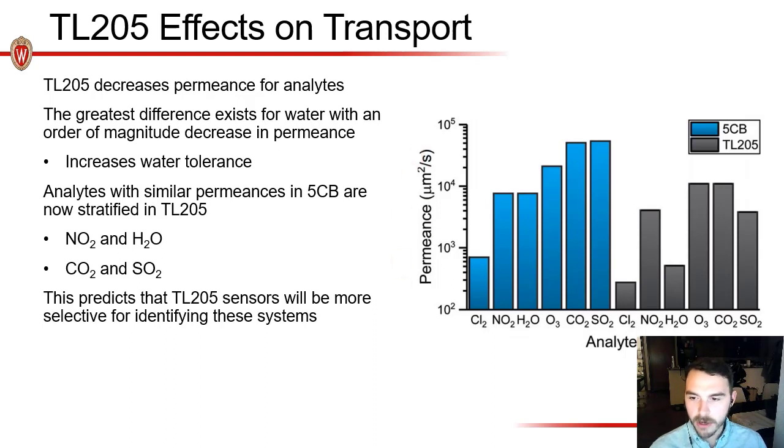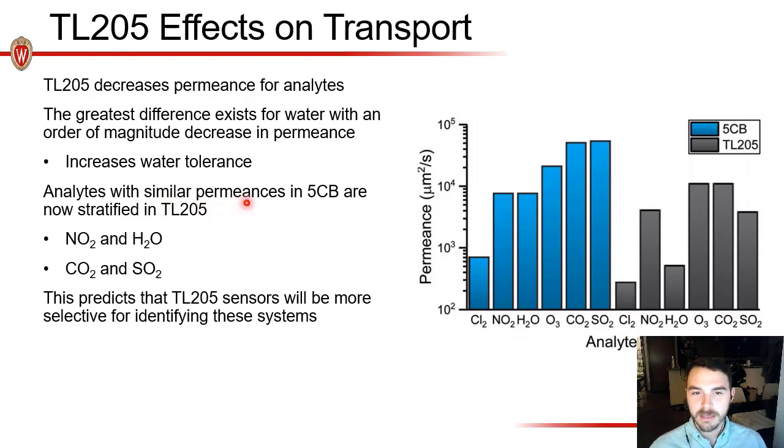We can measure the permeance for each of these analytes in both the 5CB and TL205 systems, and what we see in general is a decrease in the permeance for all of the analytes that we have observed. The greatest difference exists for water, where we see an order of magnitude decrease in the permeance. This has the effect of increasing water tolerance. Water tolerance is an extremely important and desirable feature because water is everywhere and we don't want it to interfere with the signal.